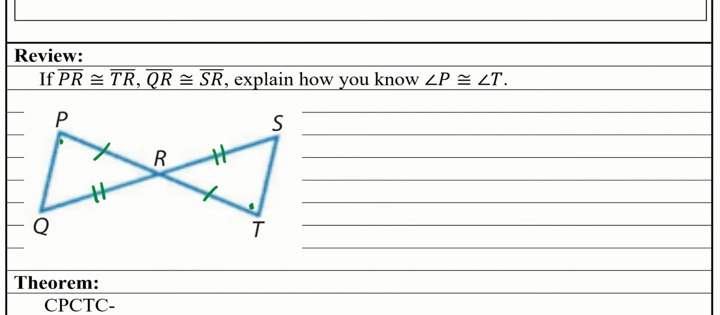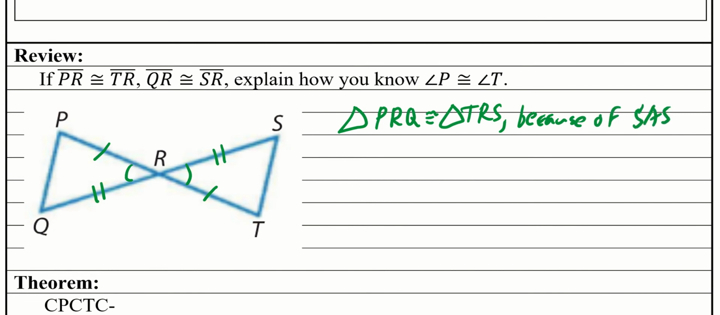Well, if we ask this question, it's not just apparent immediately. It's not like we're given any other information where we could say these are alternate interior angles or vertical angles or something like that. But what we do know, just by looking at it, is we do know those angles in the middle are congruent. And so I know that triangle PRQ is congruent to triangle TRS, and the reason that I know this is because of side angle side, right? We know we have two pairs of sides, and then those angles in the middle we know are congruent just by looking at them. Okay, those are vertical angles. So I know that these triangles are congruent.